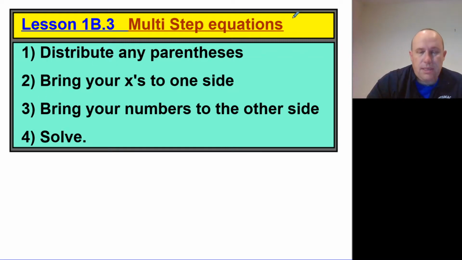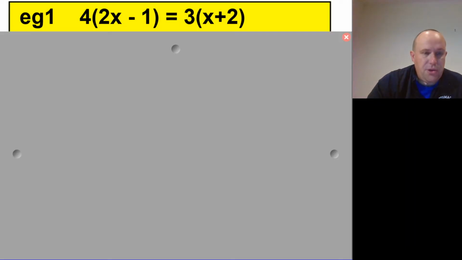So while we're doing multi-step, we've got one extra step here. Last time, these were the steps we had for 3-step. So today, the 4th step is distribute any parentheses. And we already had some of those in our warm-up, but they weren't 4-step problems. And we had some in our warm-up last lesson too.